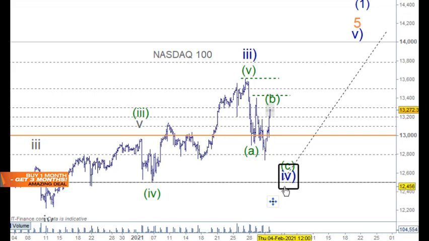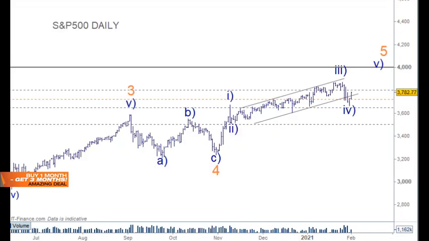But yeah, that's the situation with the NASDAQ at the moment. So we can have a look at the S&P now. This is the S&P on the daily chart here, and this is the way that we've had it all the way along, and looking at this as a wave 4 coming down through here.